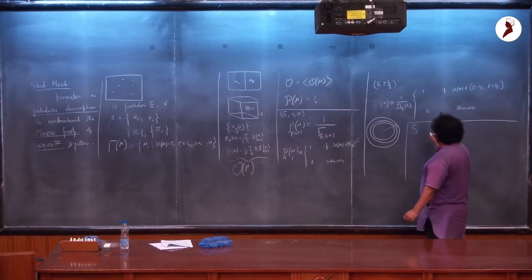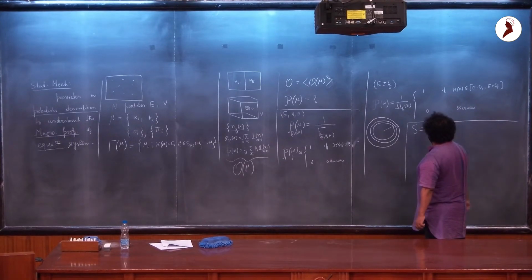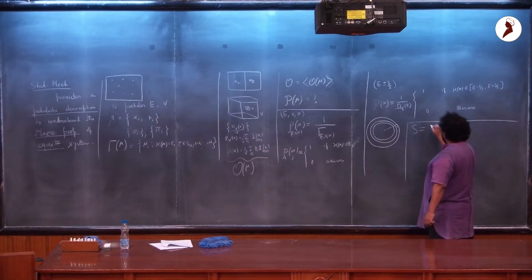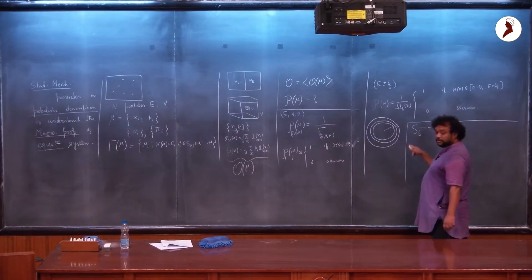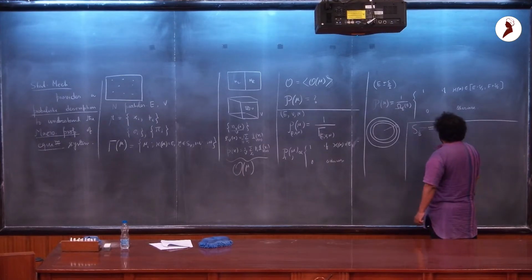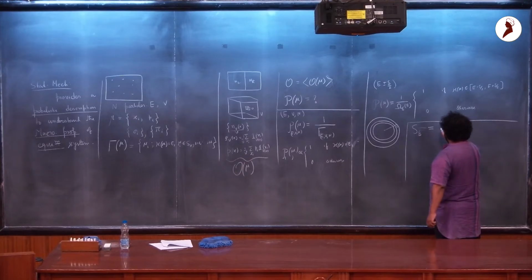So that's why Boltzmann's genius comes. He said that let us define this quantity S_B. For the timing, I am calling it S_B. It's called the Boltzmann entropy. Boltzmann defined this quantity as the log of this volume.